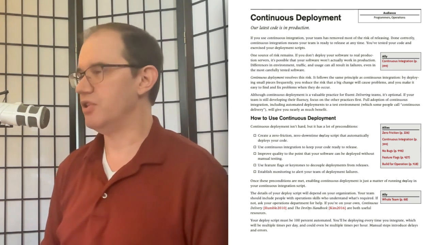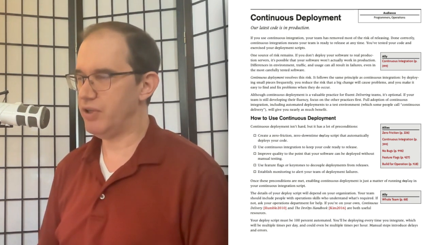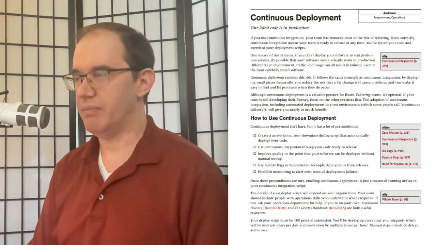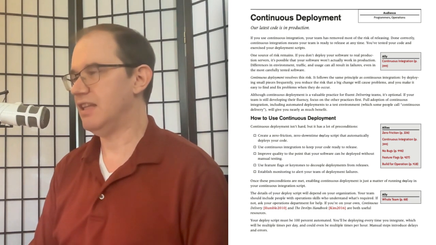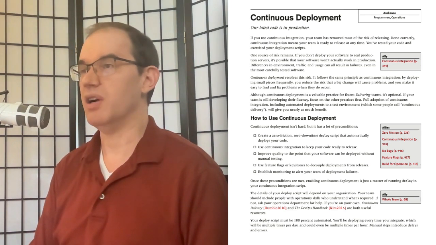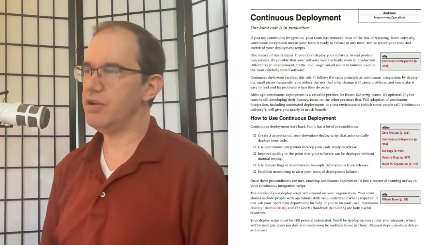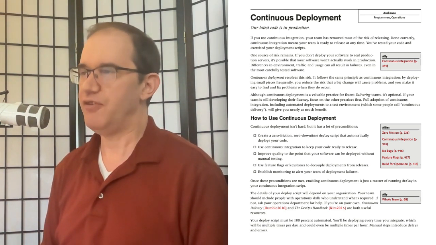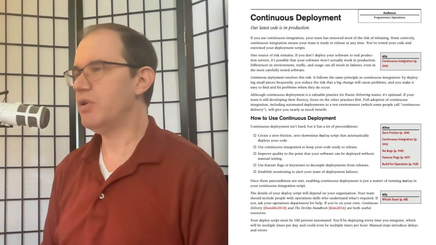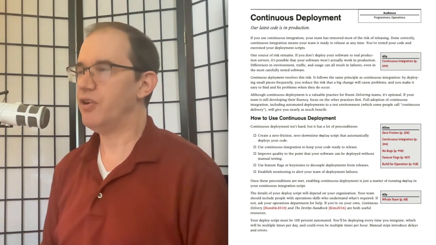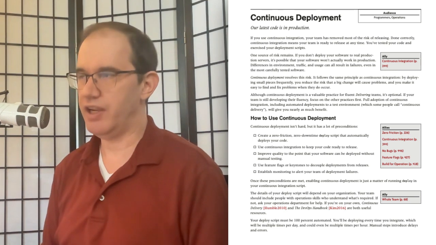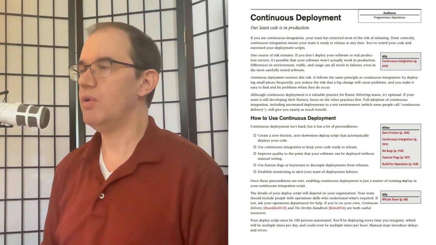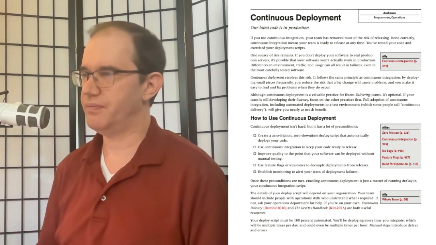Continuous deployment resolves this risk. It follows the same principle as continuous integration. By deploying small pieces frequently, you reduce the risk that a big change will cause problems, and you make it easy to find and fix problems when they do occur. Although continuous deployment is a valuable practice for fluent delivering teams, it's optional. If your team is still developing their fluency, focus on the other practices first. Full adoption of continuous integration, including automated deployments to a test environment, which some people call continuous delivery, will give you nearly as much benefit.